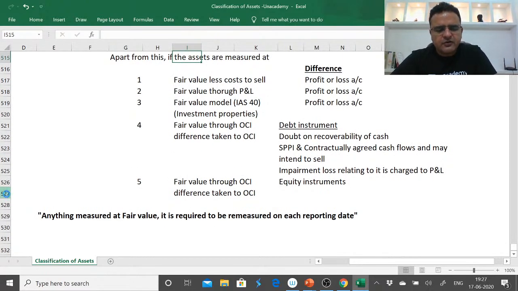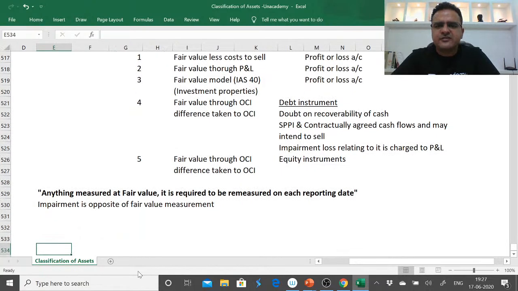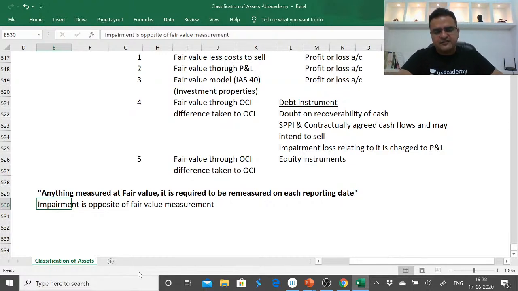So you can make out from these statements that impairment stands opposite to fair value measurement. Though there is nothing such written by any standard or any guidance, it's just my statement through my insights and experience, to summarize or to help you learn, so that you can make out where impairment is needed.